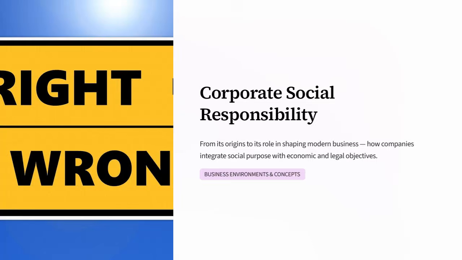Corporate social responsibility examines how businesses balance profit with their broader responsibilities to society. In this presentation, I'll trace the evolution of CSR from its early origins to its increasingly important role in modern business. We'll consider how companies integrate social purpose alongside economic and legal objectives, and why those responsibilities matter within changing business environments. The central idea is that business success is not measured by financial performance alone, but also by the impact a company has on people and communities.